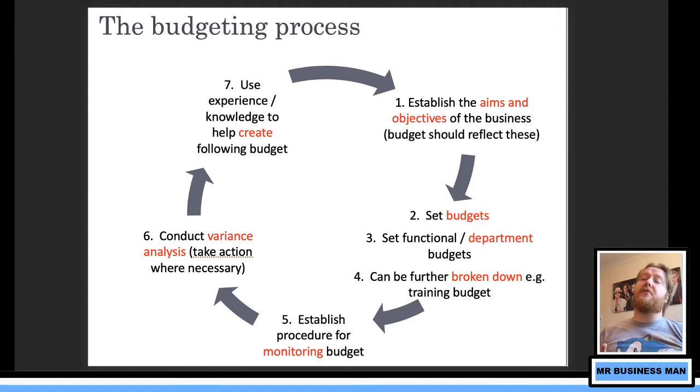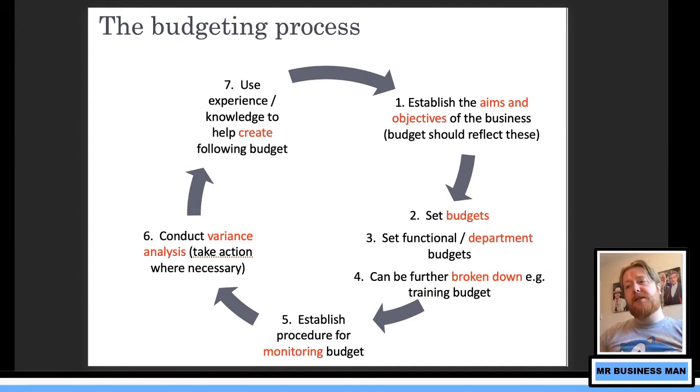So this is the budgeting process. We establish the aims and objectives of the business. The budget should reflect these. What are we actually trying to work on at the minute? We set our budgets, then we set our functional department budgets. Remember, it sort of goes down, down, down, a bit like your aims and objectives setting. You set your corporate objectives, then your next objective, your next objective. Can be further broken down to training budgets and the like.